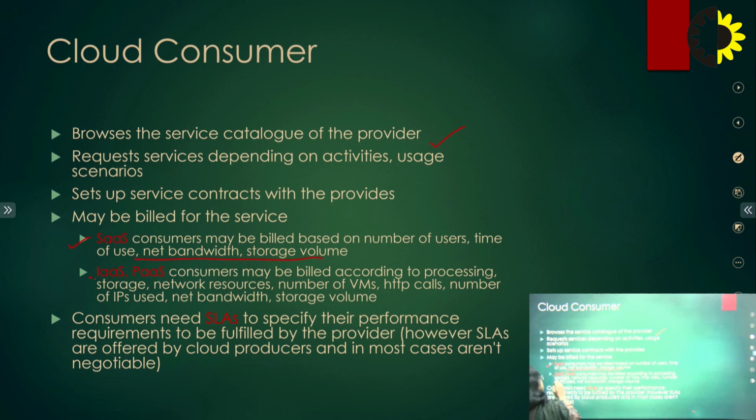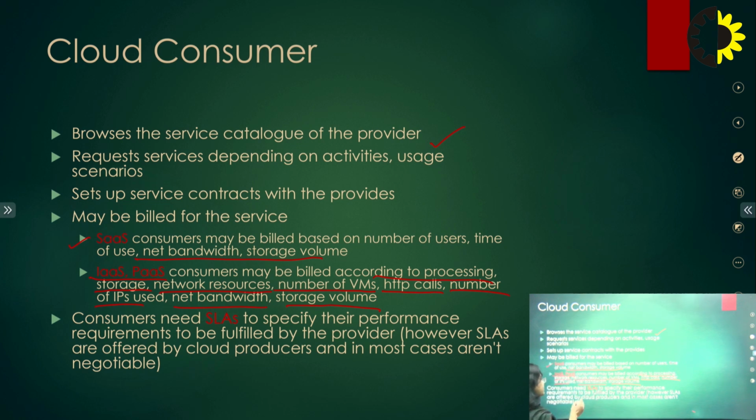When we talk about infrastructure as a service and platform as a service, the consumers may be billed according to processing, storage, network resources, number of virtual machines, HTTP calls, number of IPs used, net bandwidth, and storage volumes. So there are different criteria for billing for software as a service, platform as a service, and infrastructure as a service. These criteria are mentioned in the SLAs.